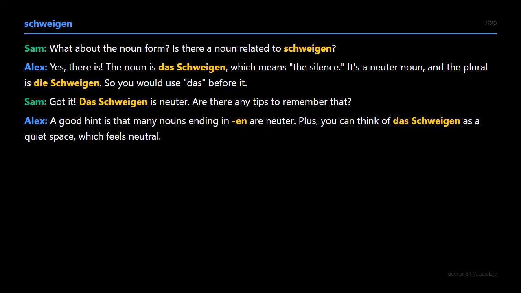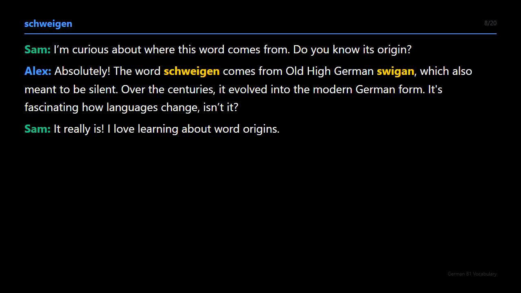I'm curious about where this word comes from. Do you know its origin? Absolutely. The word Schweigen comes from Old High German, Zwiegen, which also meant to be silent. Over the centuries, it evolved into the modern German form. It's fascinating how languages change, isn't it? It really is. I love learning about word origins.